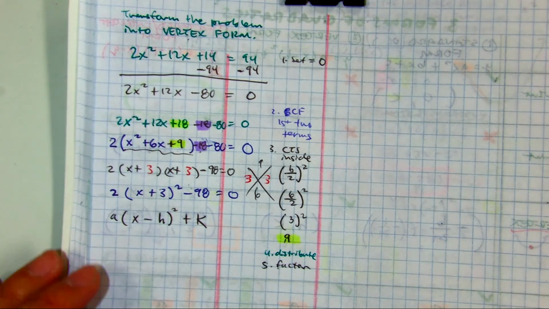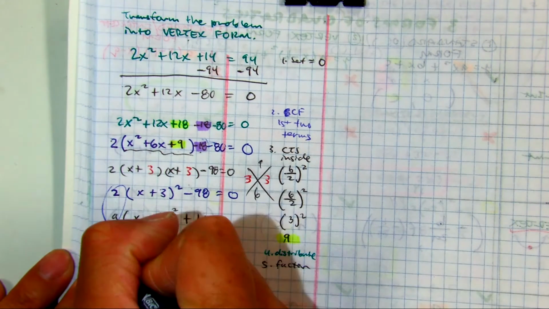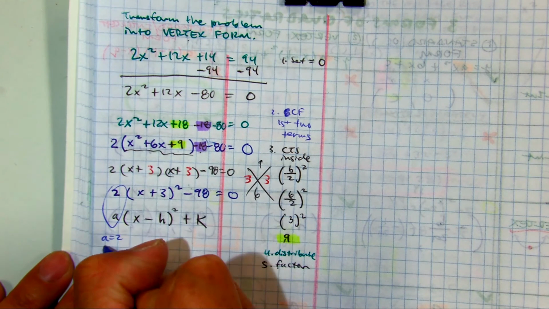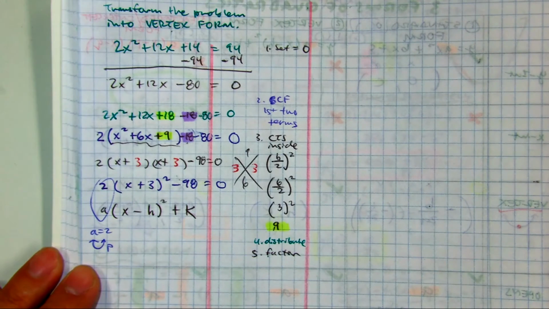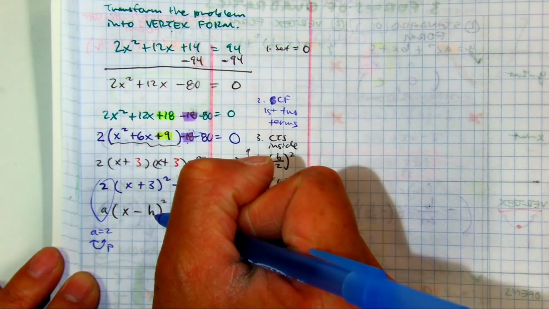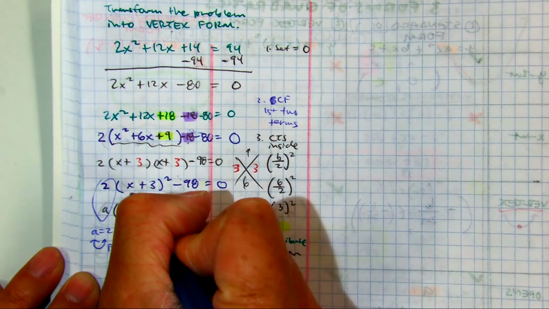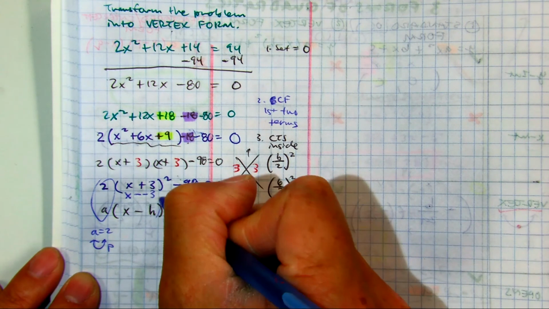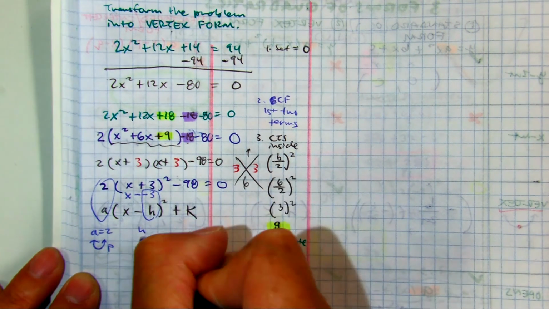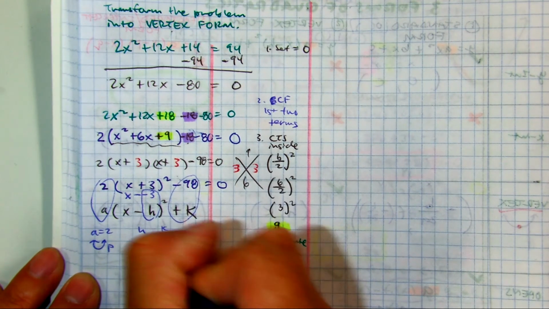Class your A value is 2. What does it tell you? Opens up. Right? It's positive. You have a good day. You smile. Careful. Your H value is positive or negative? Negative. If you get stuck on that, plus is really minus minus. Your H value is negative 3. And your K value is negative 98. Okay? And then you can just graph the problem.